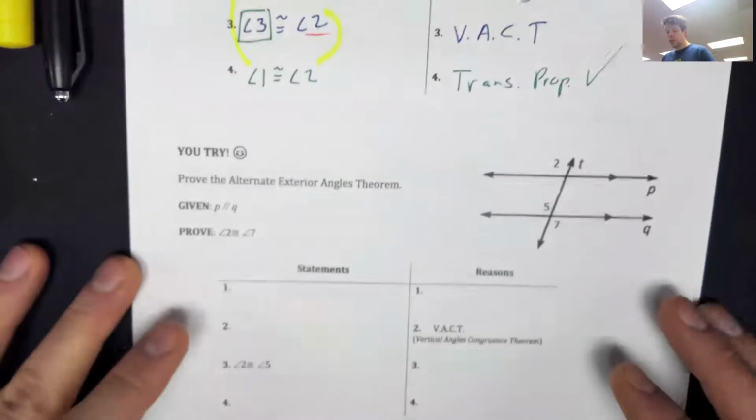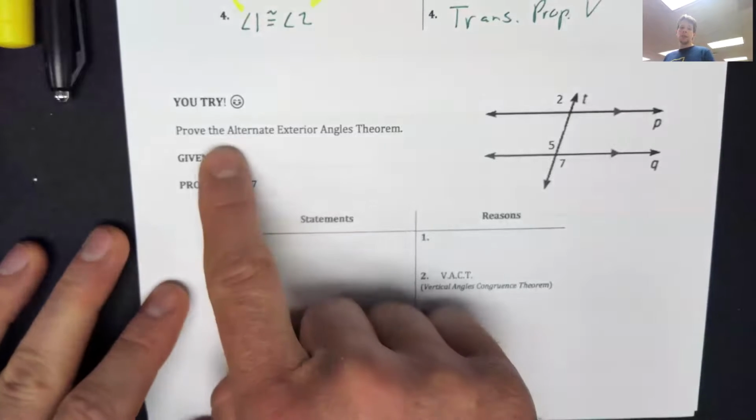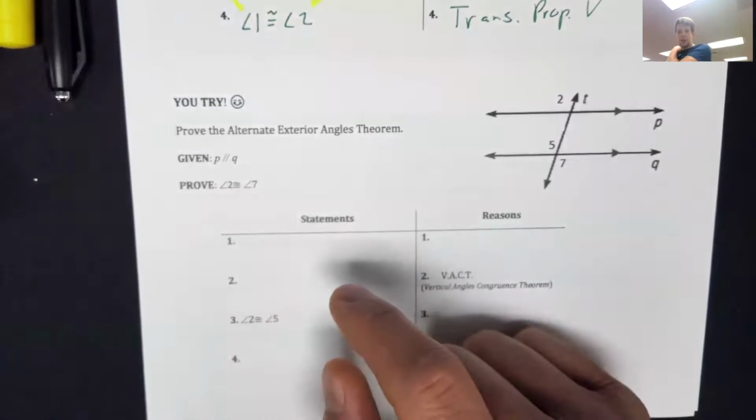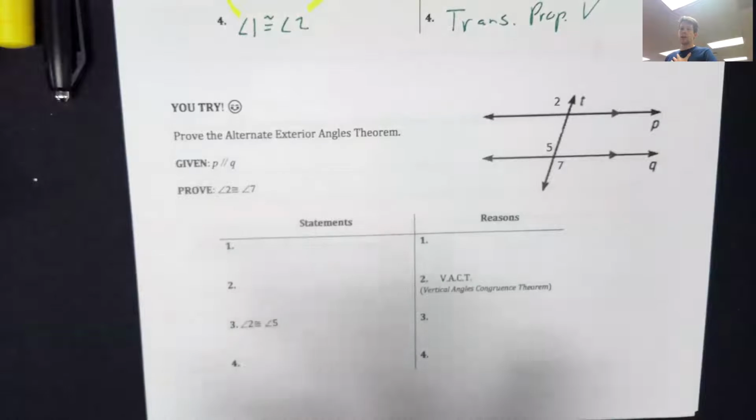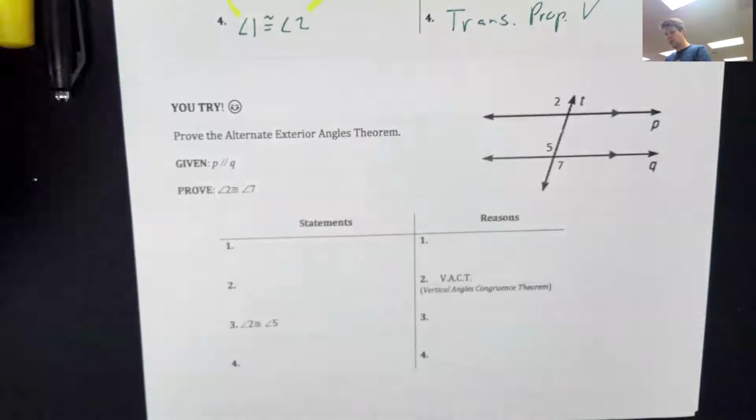Here's what I'd like you to do. I'd like you to do almost the exact same proof. This time you're proving the alternate exterior angles theorem. Your picture is very similar. Your proof is going to be very similar. Give it a shot right now. Pause the video.